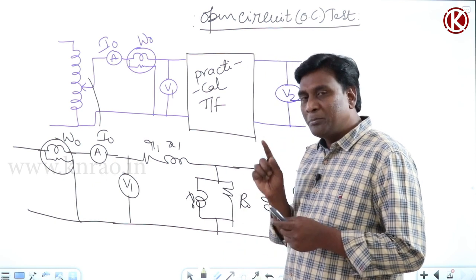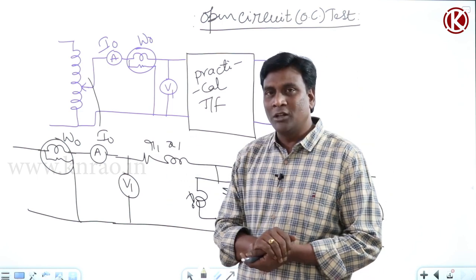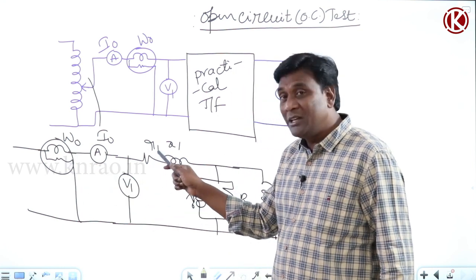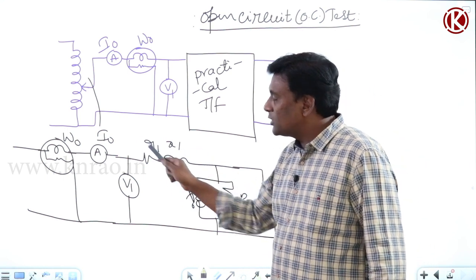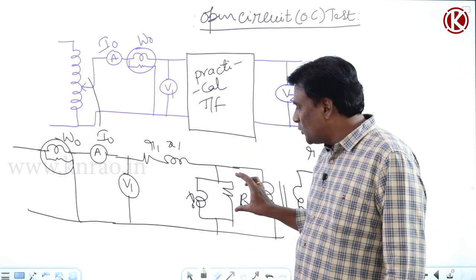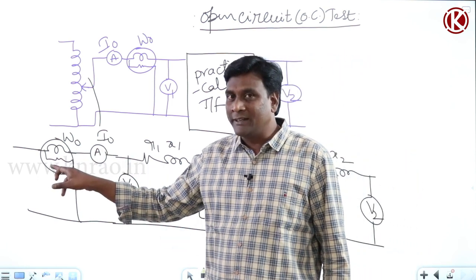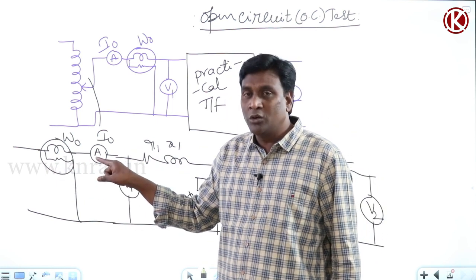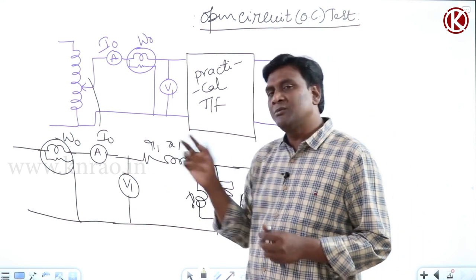What does it mean? In my practical transformer, this is going to be the exact model. So in a practical transformer, when the wattmeter is connected, it will record primary winding copper loss due to no load current plus the core loss component. Now if I want to shift the shunt branch from here to here, it means the component of the wattmeter reading representing primary winding copper loss due to no load current should be negligible compared to the core loss component. Then only I can move the shunt branch from here to here.